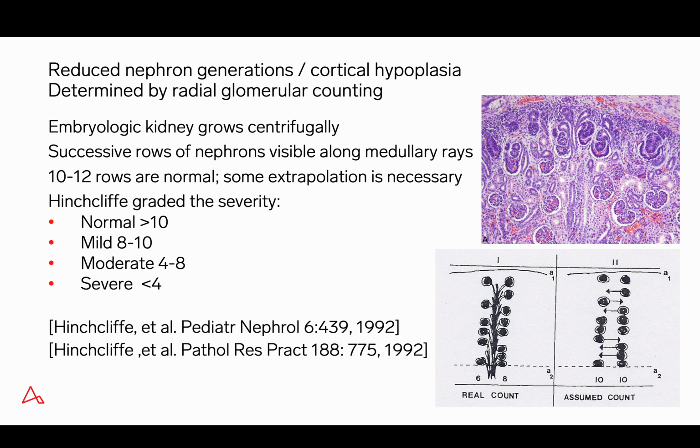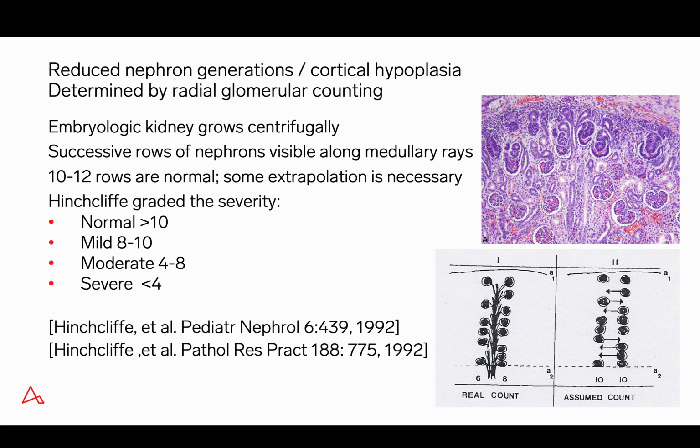So reduced nephron generations or cortical hypoplasia is basically premature cessation of glomerulogenesis. Since the kidney grows centrifugally, in other words, the deeper layers of the cortex, as I discussed in the embryology portion of this series, the deeper glomeruli are the older ones, with additional newer ones laid down row after row.